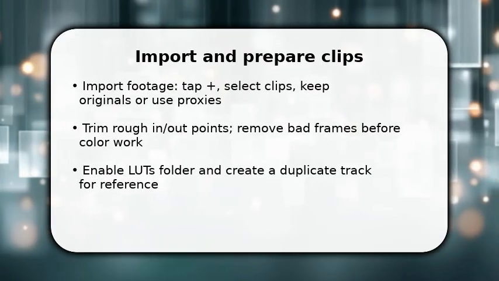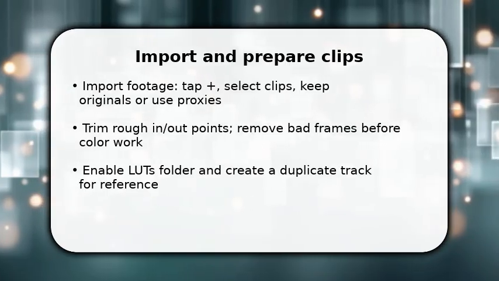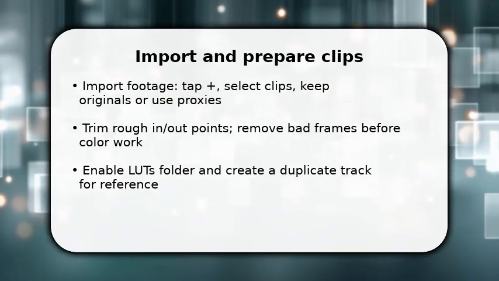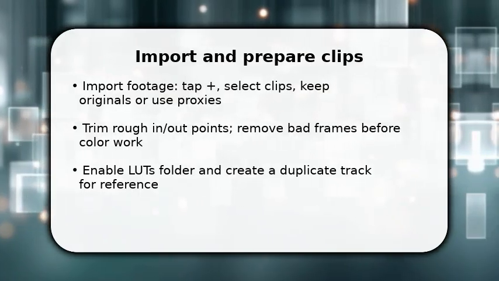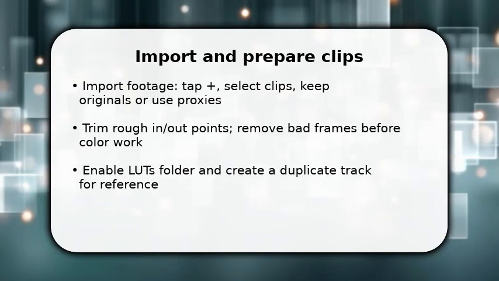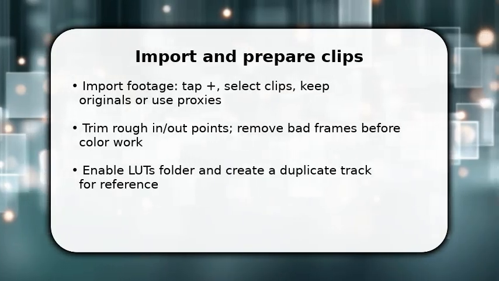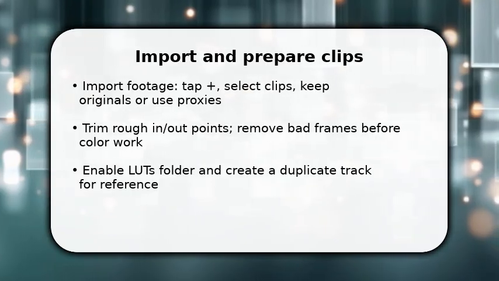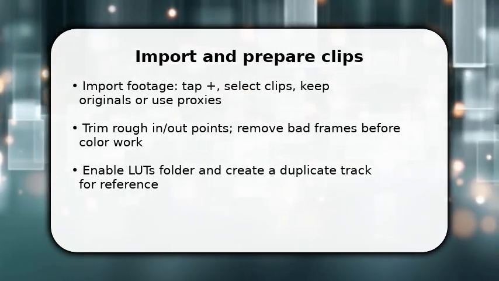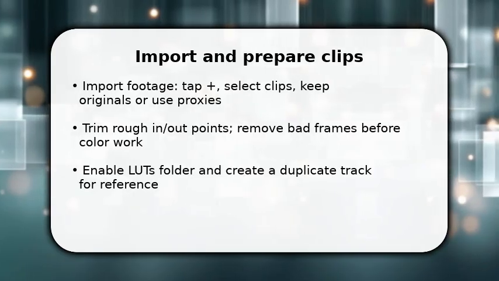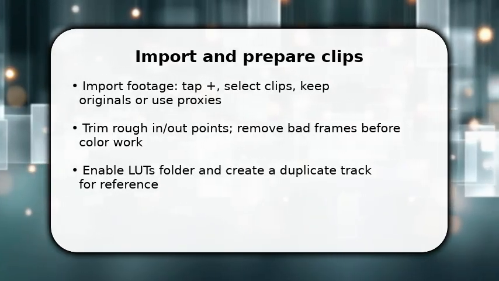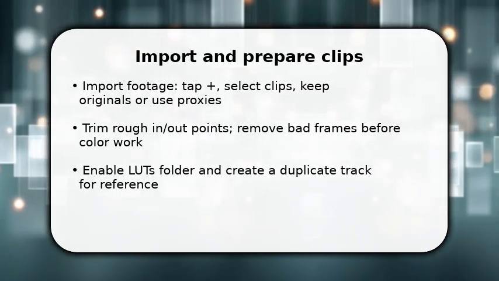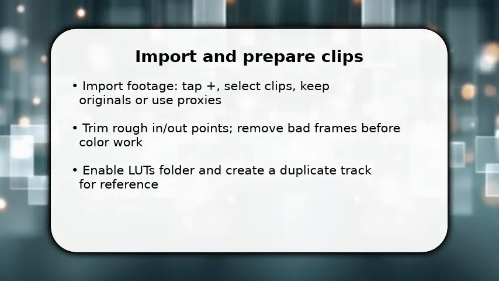You start by getting your timeline lean and predictable. Import clips and immediately trim rough in and out points so you aren't color correcting dead frames. Once done, make a duplicate clip or adjustment layer to compare before and after. That reference prevents overcorrection. You should also enable CapCut's LUTs folder and decide whether to work on originals or proxies for smoother playback.